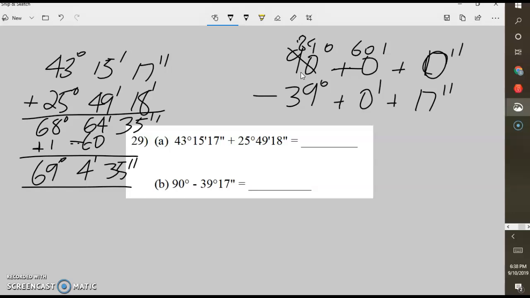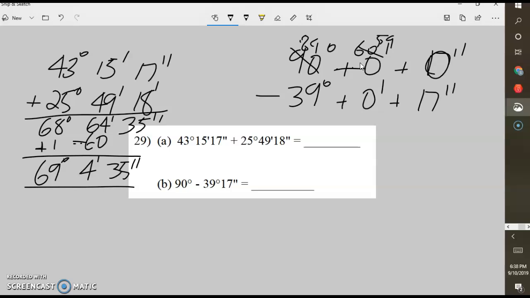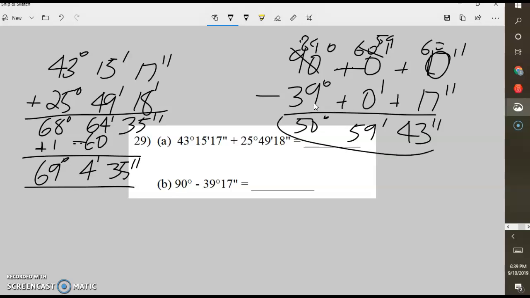We call it 60 minutes. That one degree is going to be 60 minutes. So we cross that 60 out, we have 59 left. And we call that one we borrowed there 60 seconds. So 60 minus 17 then is going to be 43. And then we have 59 minus 0 is 59. And 89 minus 39 is 50 degrees. And that will be our answer.